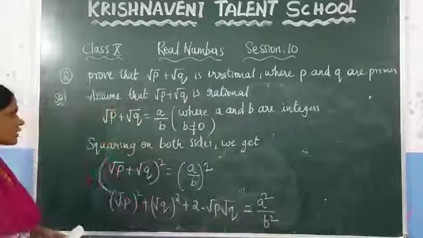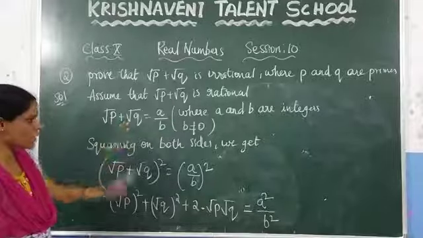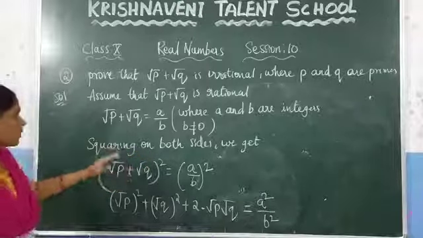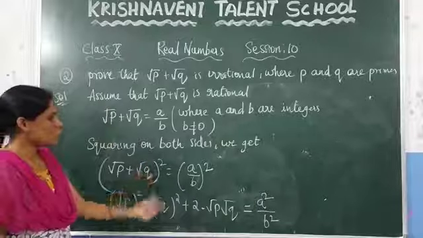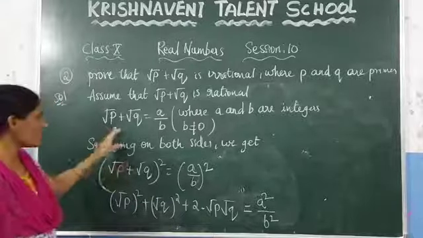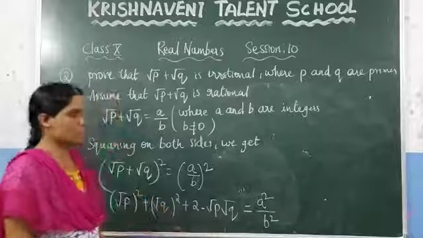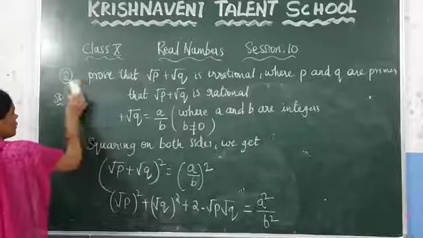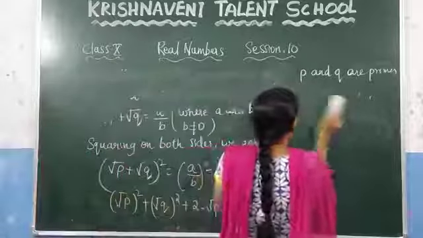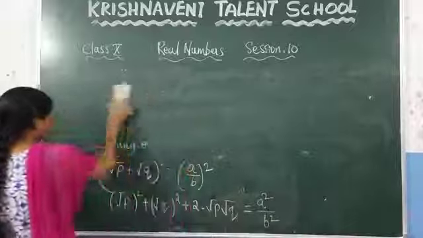So what is our first step? You need to assume this one is rational. If it is rational, it is in the form of some fraction. And we are doing the squaring on both sides because we have to get one term as a rational number and the other term as an irrational number. For that reason, we are doing the squaring on both sides. At last, we got this one. Now simplify this one. So this is very important here. What they have given, p and q are primes. That is very important. Based on that, we are doing this.